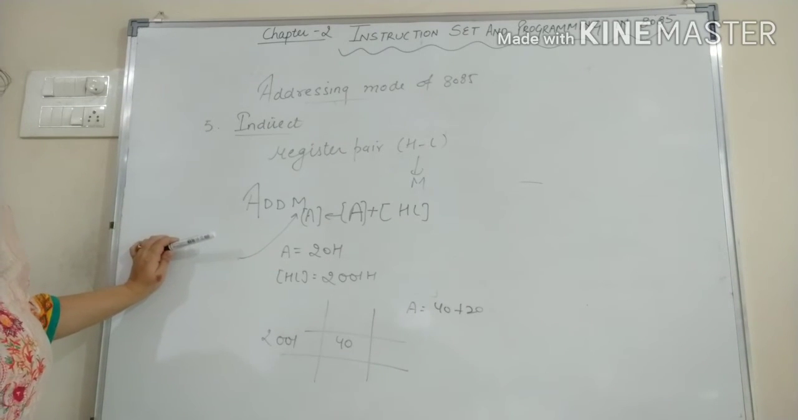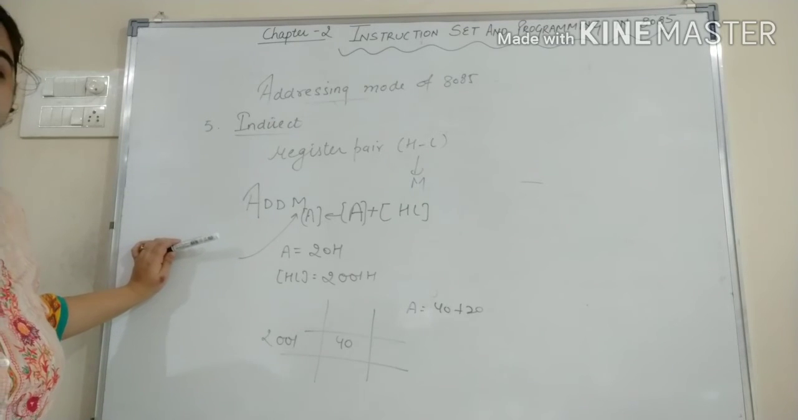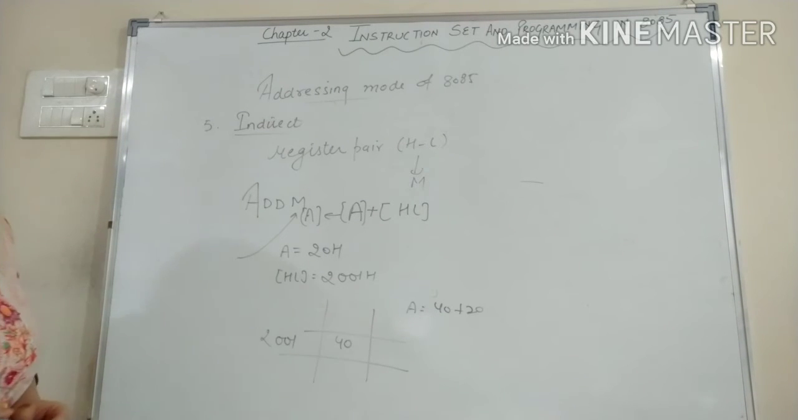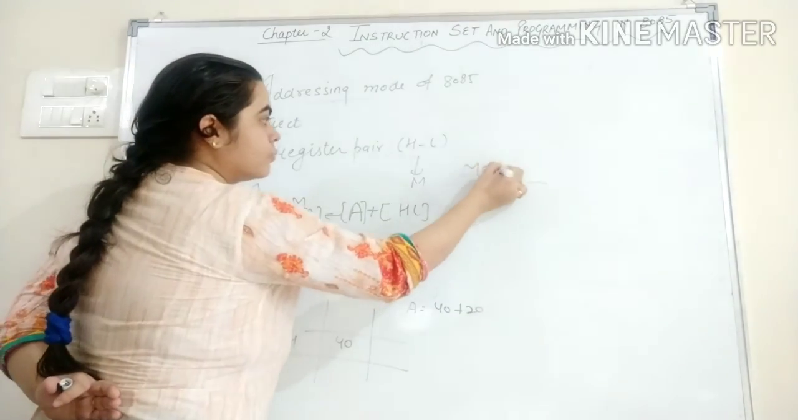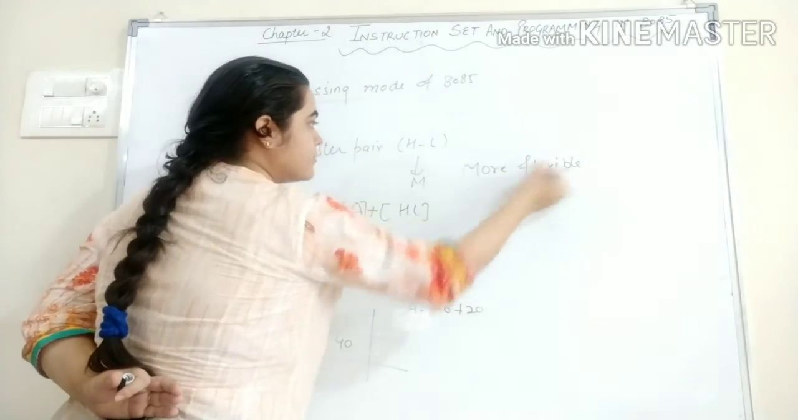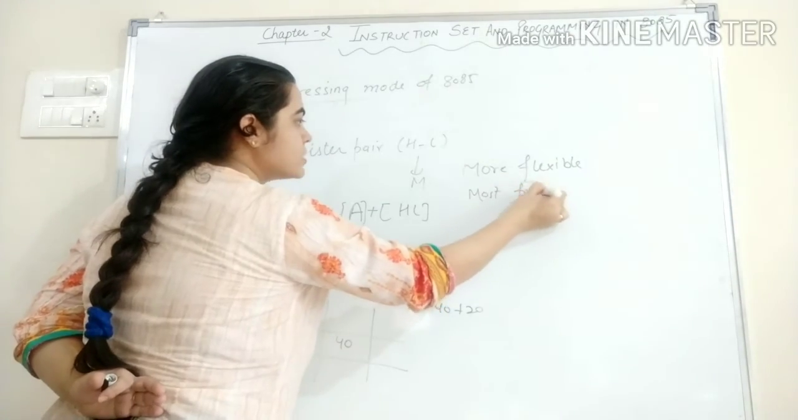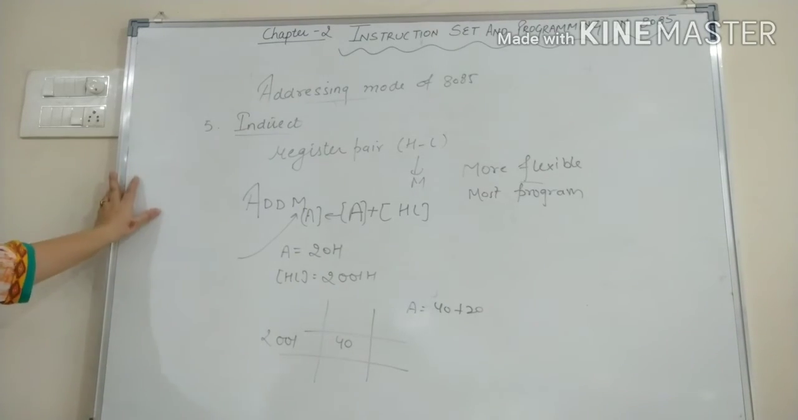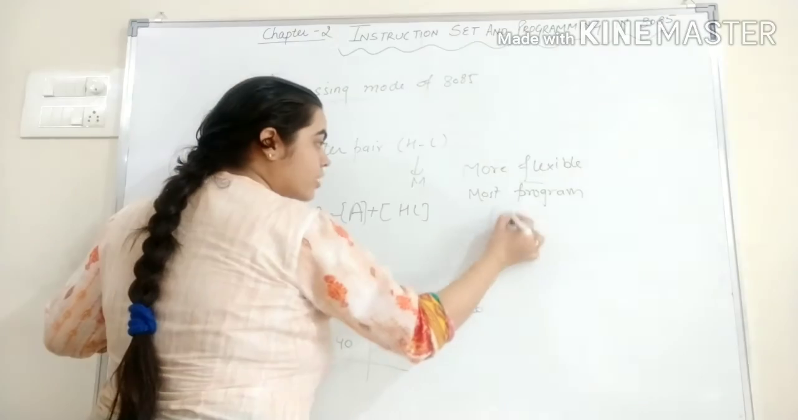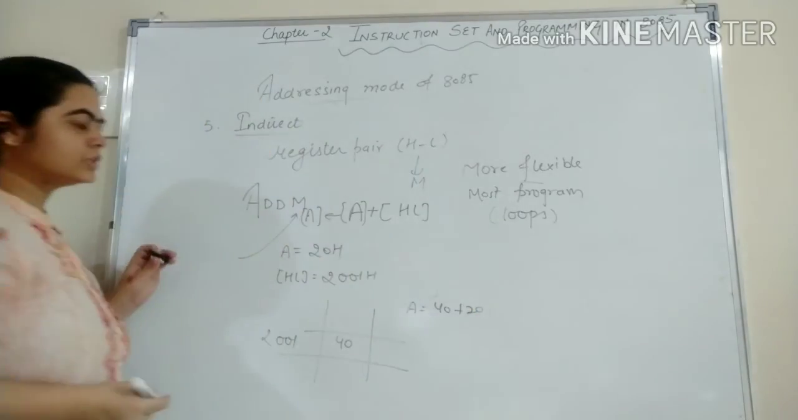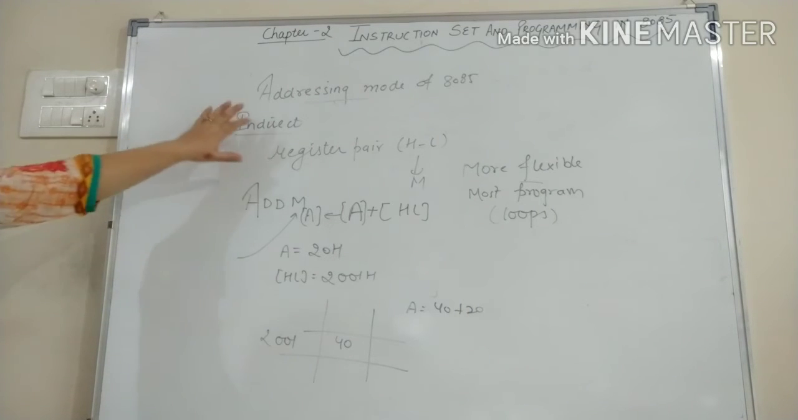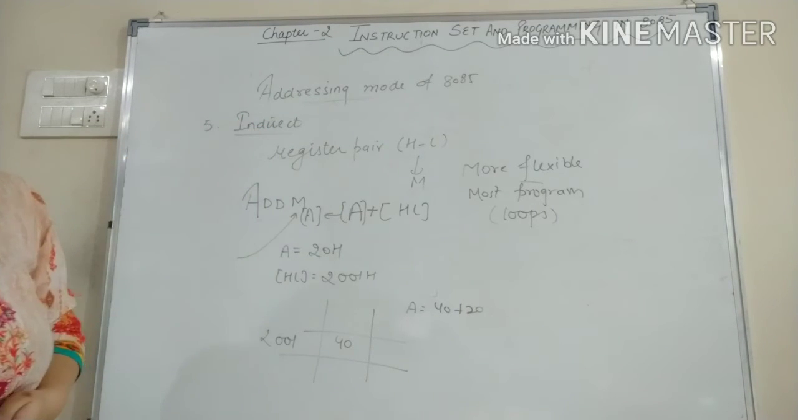Now students, in case of the indirect addressing mode, what is the advantage? It is a more flexible instruction, and in most programs we can use indirect addressing mode. It is more flexible, as well as usable in more programs, because if we are talking about loops, then for using loops in the program, basically we can use these types of instructions that fall under the indirect addressing mode.